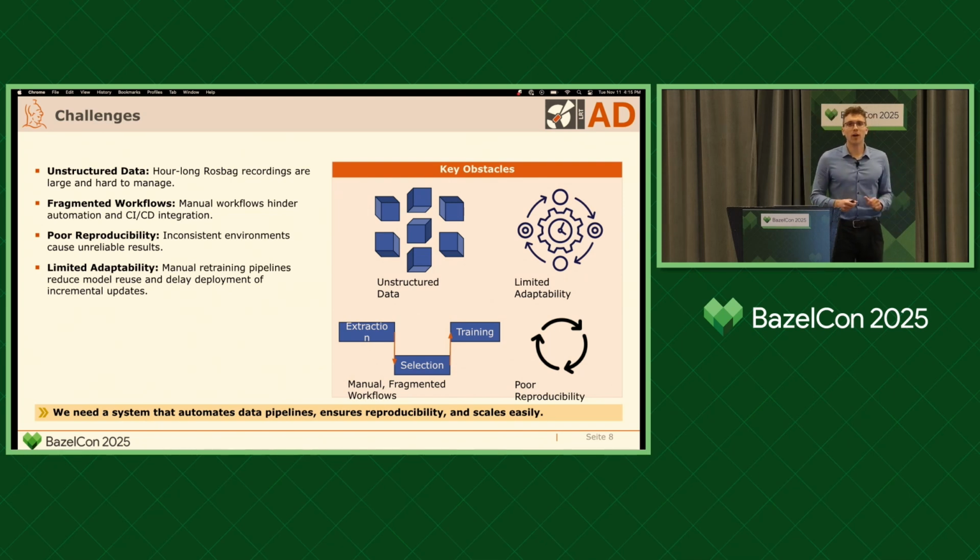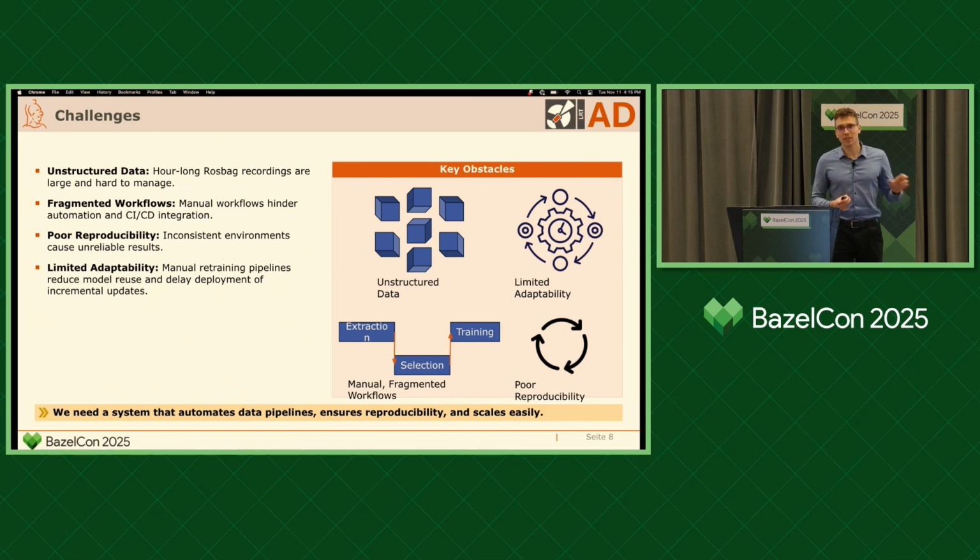Now we have seen how much data these robots produce. Let's look into the challenges that come with that. So we have this massive amount of unstructured data, which is hard to index or query. Usually teams use a fragmented workflow to extract that data, so the extraction step, the selection step, and also the training are separate, and worse, they use different tools for that. Also it has poor reproducibility. So sometimes running the same training twice will cause different results, and that makes debugging quite hard.